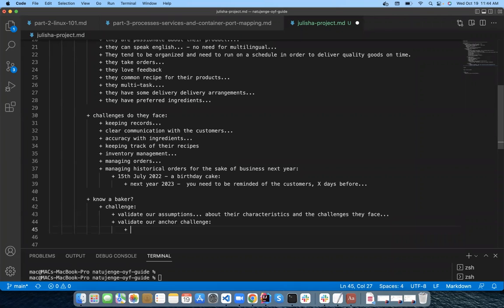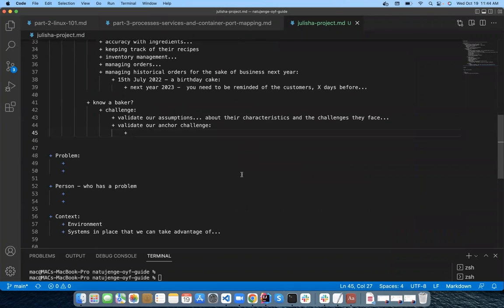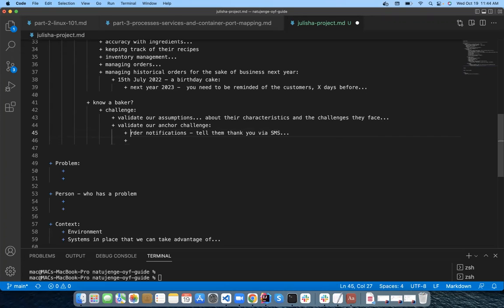Our anchor challenge is, we want to help them when they make an order, with notifications. So when they deliver a cake, they can tell the customer, thank you, via SMS. That would be beneficial to their brand. So if your business is called Cakeyard, you just receive a message from Cakeyard that says, thank you for buying from us. And of course, you can do that. Tell them and thank them for the SMS.